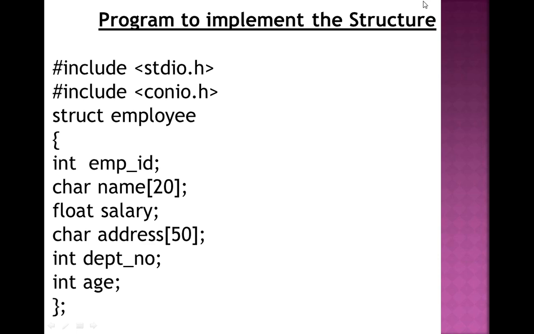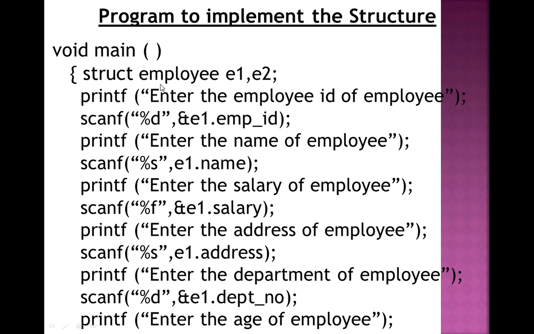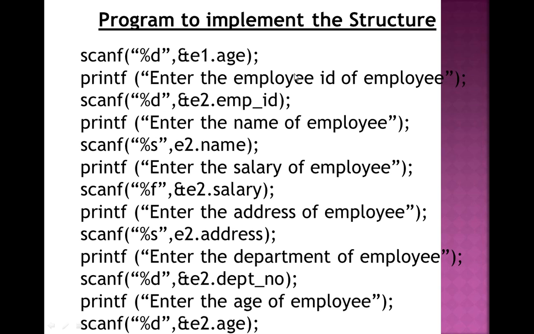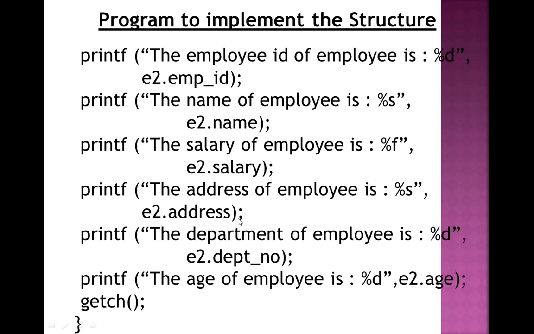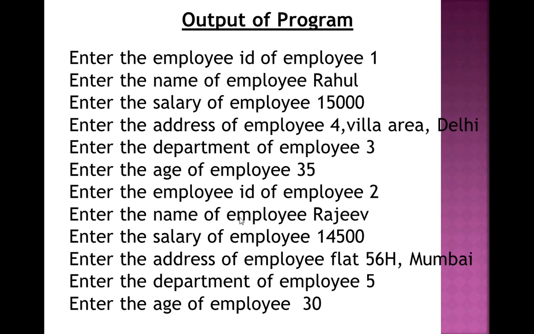This is the program to implement the structure. This is your structure, the same structure. Then this is the program showing how we can implement it, that is e1.employee ID, e1.name, e1.salary, e1.address, e1.age. In the same way, we can use E2 and access every element of the structure. These are the multiple outputs.